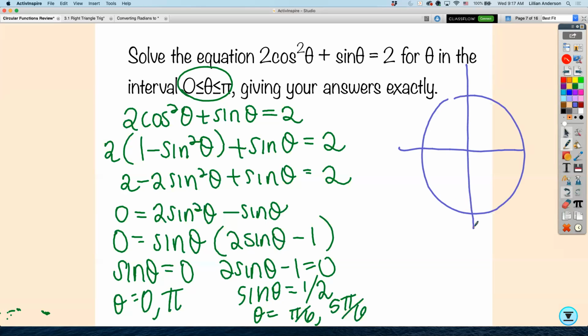That's where that knowledge of the unit circle is going to definitely be helpful. Okay, remember, sine is your what coordinate? Y. Sine is your y coordinate. So you were looking for where sine was 0, which was here and here, and where sine was 1/2, which was here and here. So your answer would be all 4 of these solutions.